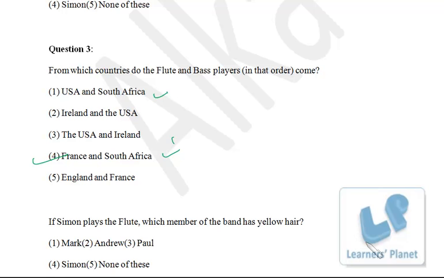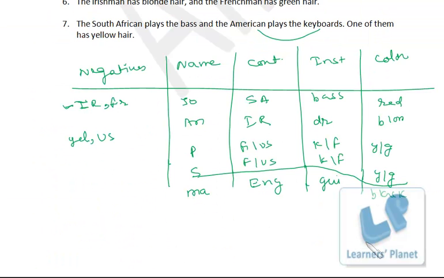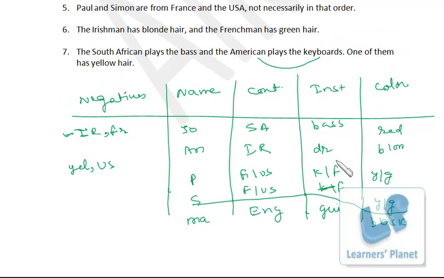Then if Simon plays the flute, which member of the band has yellow hair? Simon, flute. So over here, if we put up this flute, and we know the Frenchman has green hair, right? That means Simon must be having green hair, because the flute and France combination is there, and France and green hair combination is there, right? That means Paul has yellow hair.